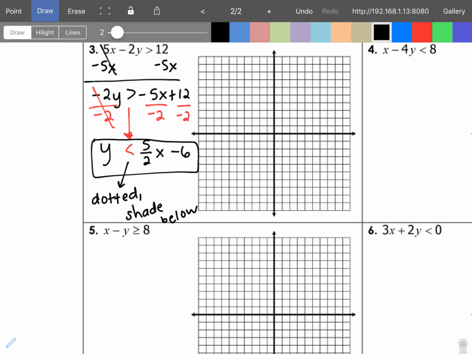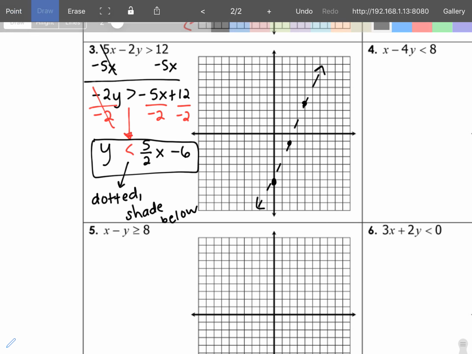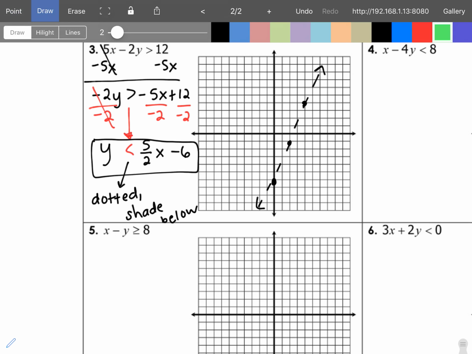So -6 is 1, 2, 3, 4, 5, 6 right here. And then we're going to rise 5, run 2. Rise 5, 1, 2, 3, 4, 5, run 2. And we're using a dotted line. And we're going to shade below. So shading below means we're shading down here.